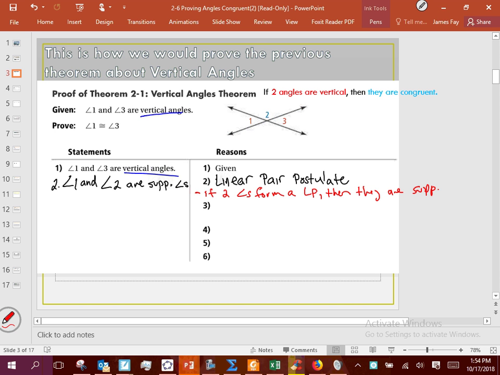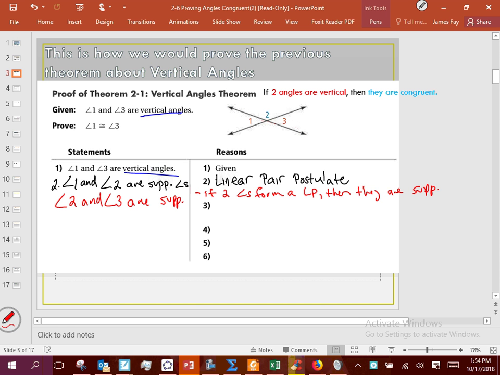If I can say that about angle 1 and 2, can't I say the same relationship about 2 and 3? Okay, so if you can say that about multiple things in your graph or your picture, go ahead and do that. All right? So angle 1 and 2 are supplementary, but so are 2 and 3. And that's the same reason. It's the linear pair postulate.